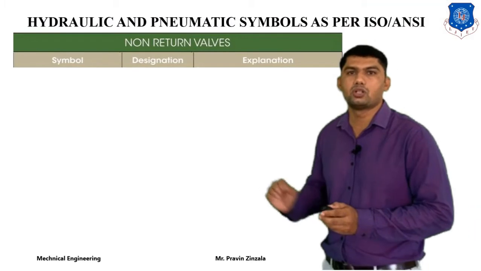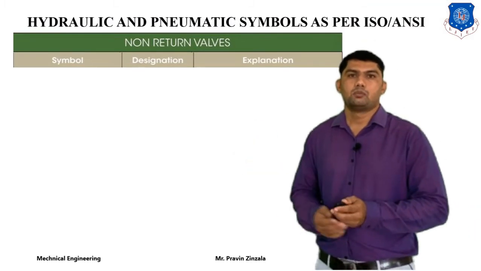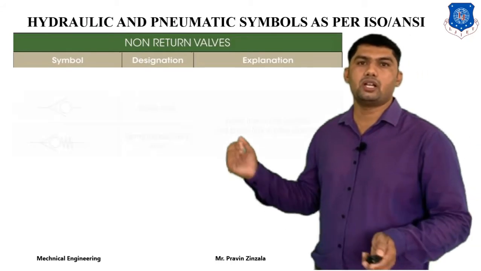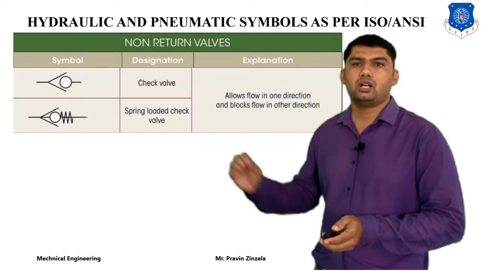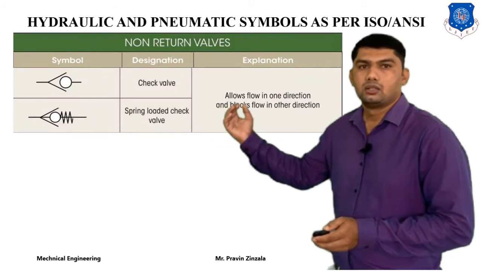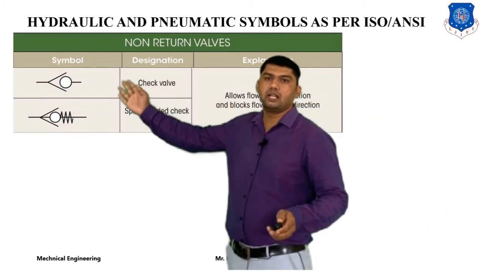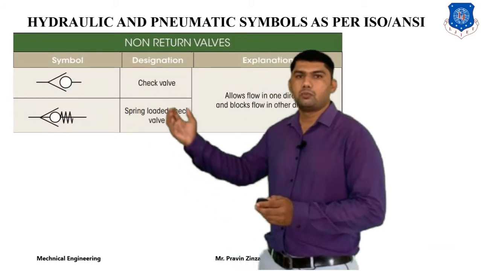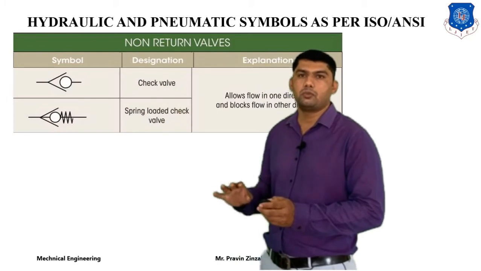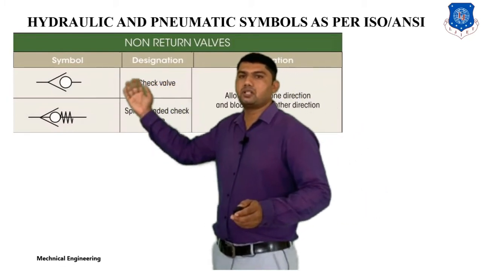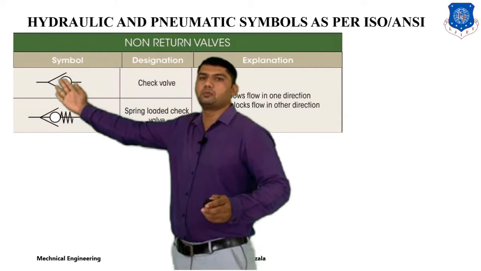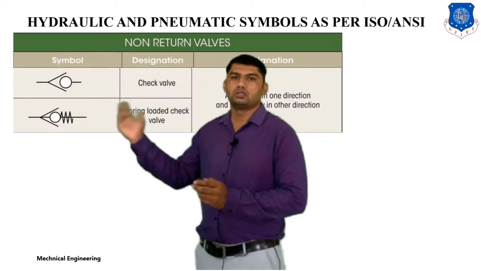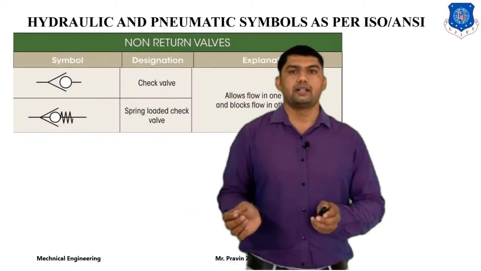First symbol is the non-return valve. The function of a non-return valve is to allow the hydraulic fluid to flow in only one direction, so it's also called a check valve. The symbol of a check valve is simply a triangle and then a circle for single direction of flow. In this symbol, flow is possible only from this side to this side, but return flow is not possible due to the mechanism of the non-return valve.